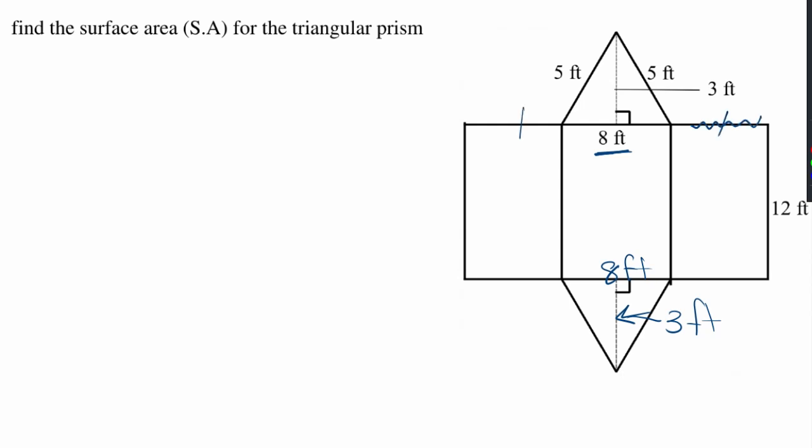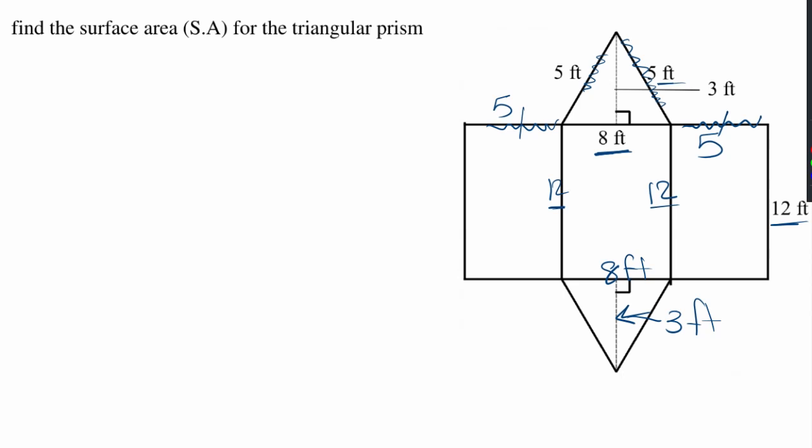This side's length is equal to this side, so it is 5, and this will also be 5. And this side is equal to this side. We have also 5. What about this side? It's 12, because we have 12 opposite to it. So this side is 12 also. So the surface area is the summation of all areas.